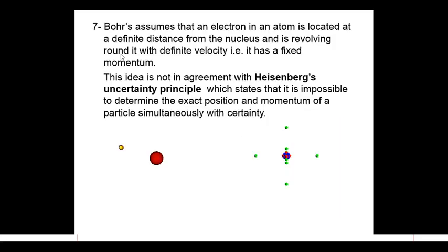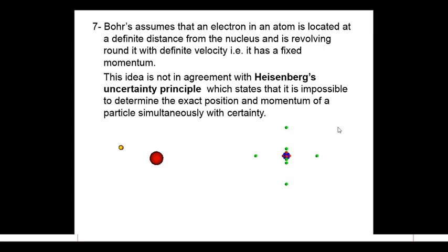Seventh drawback: Bohr assumes that an electron in an atom is located at a definite distance from the nucleus and it is revolving around it with a definite velocity, so that it has a fixed momentum, isn't it? The electron is revolving around the nucleus with a fixed velocity, so that it will have a fixed momentum. But this idea is not in agreement with the Heisenberg uncertainty principle. What is the uncertainty principle?